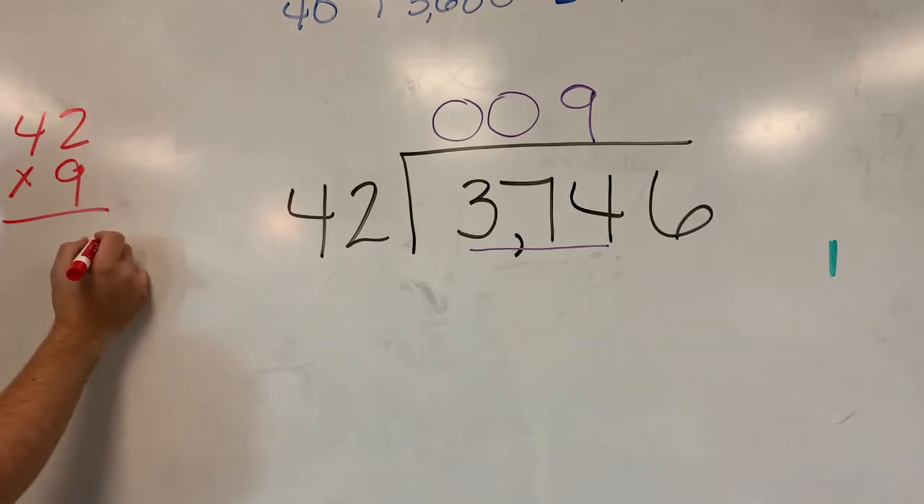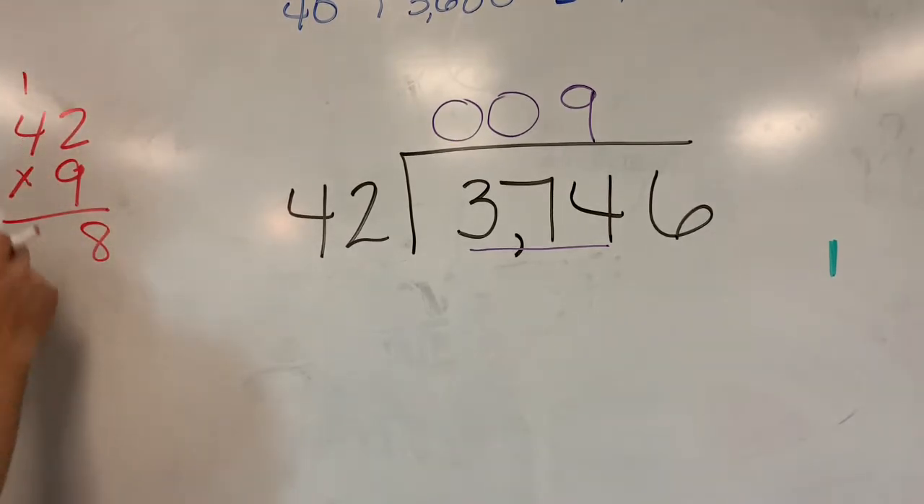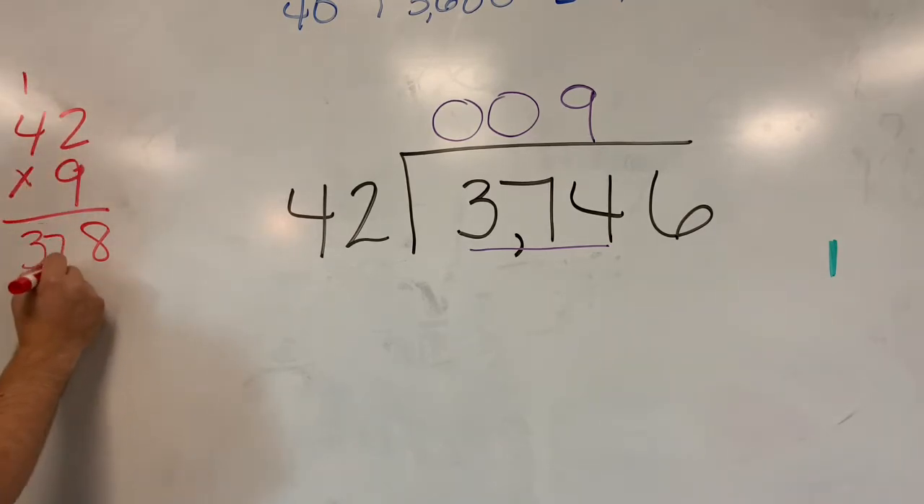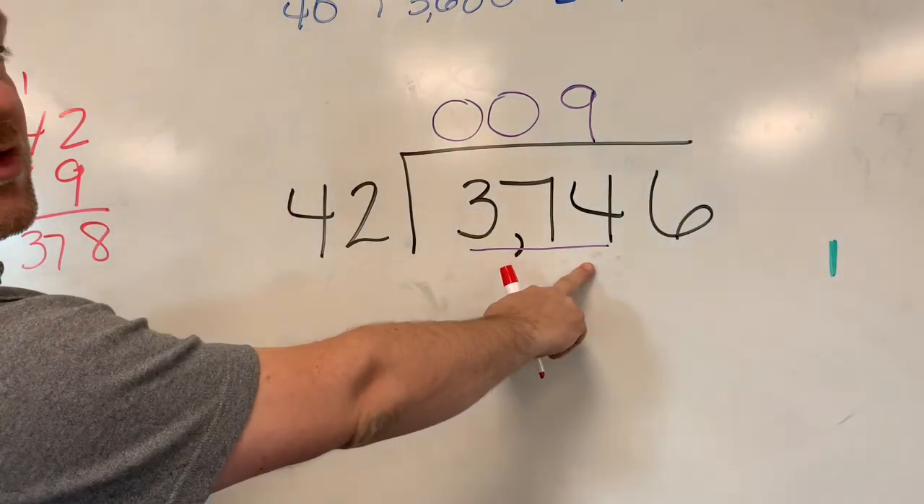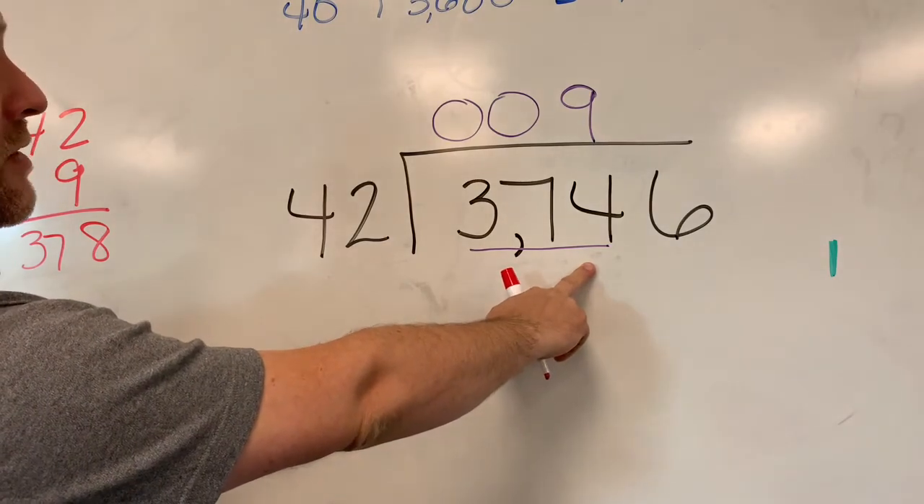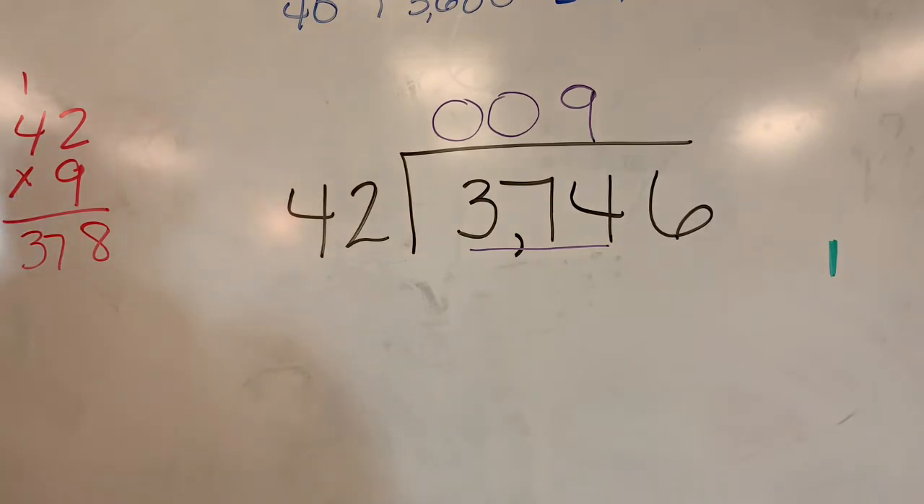Well, 9 times 2 is 18. Carry my 1 up. 9 times 4 is 36, plus another one would give me 37. 378. Now, what I notice here right off the bat, 378 is going to be too big to go into 374. So actually, my estimate was a little bit off.